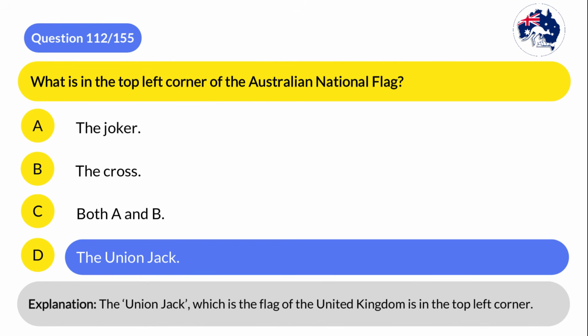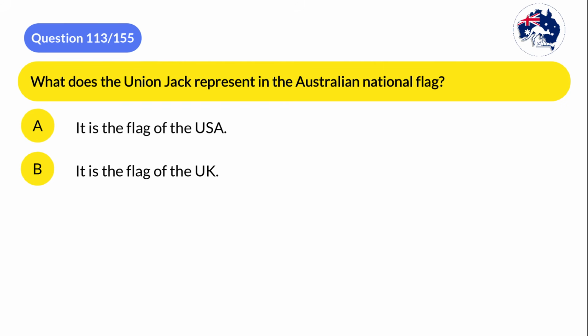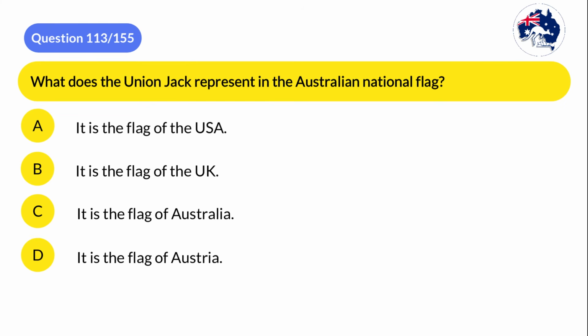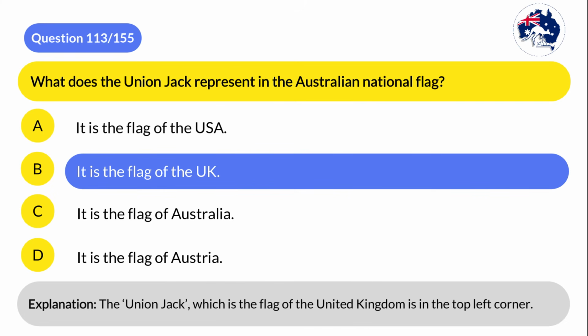corner. Question 113. What does the Union Jack represent in the Australian national flag? A. It is the flag of the USA. B. It is the flag of the UK. C. It is the flag of Australia. D. It is the flag of Austria. The correct answer is B. It is the flag of the UK. Explanation: the Union Jack, which is the flag of the United Kingdom, is in the top left corner.